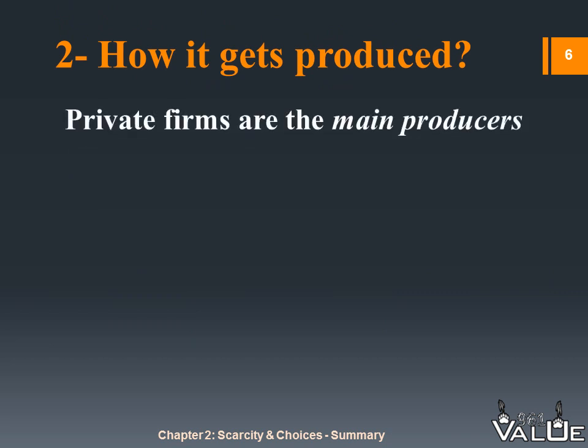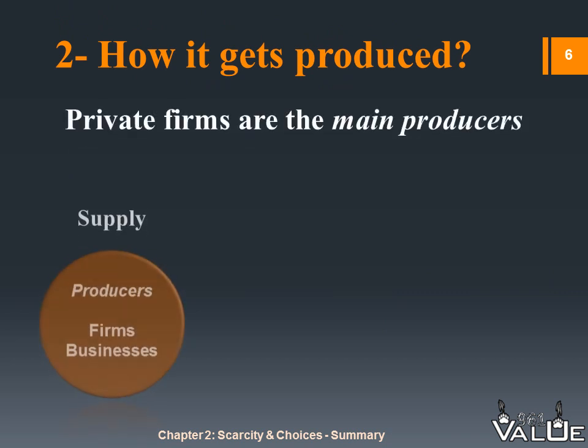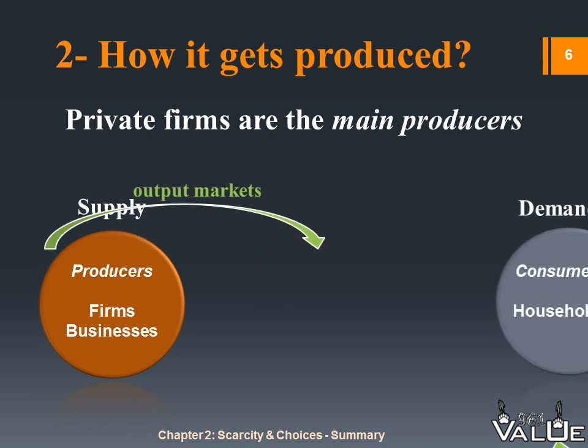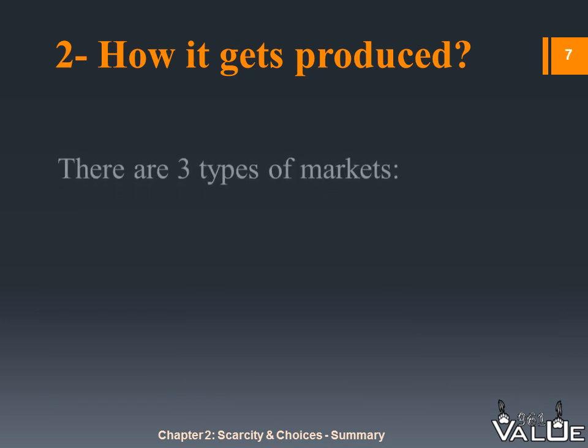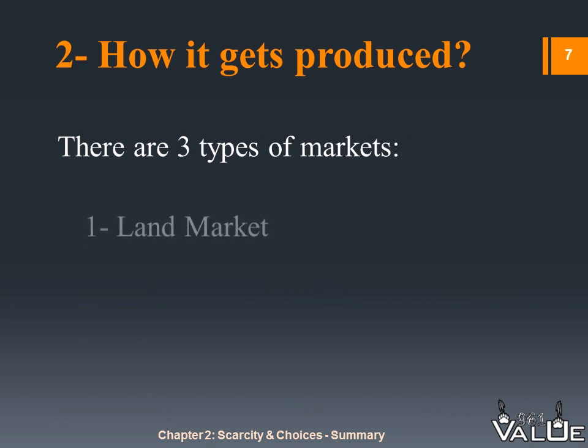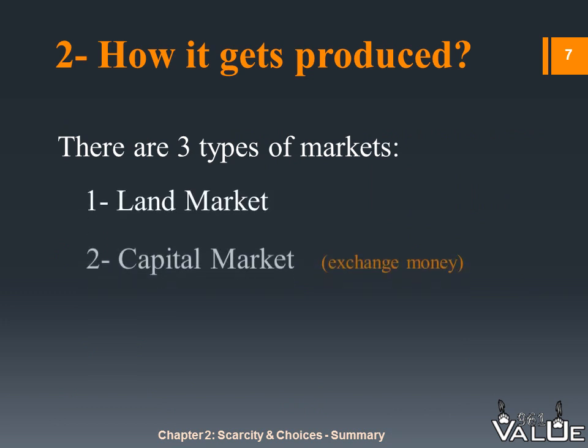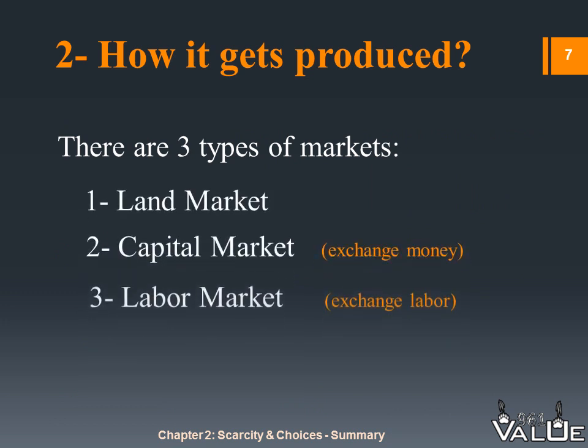Private firms are the main producers. This schematic explains clearly the correlation between supply and demand. There are 3 types of markets. Land market, capital market, and labor market.